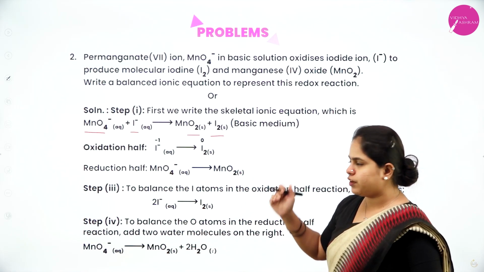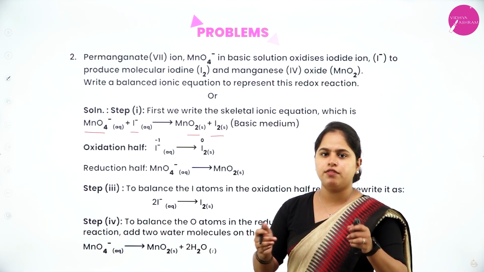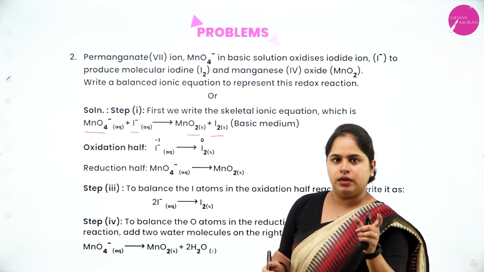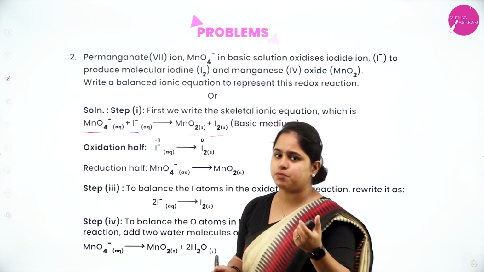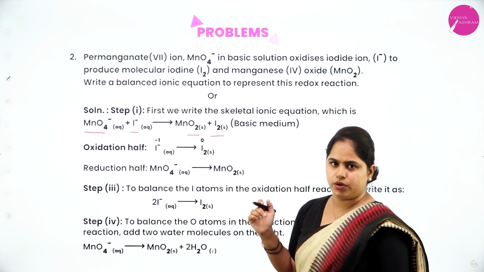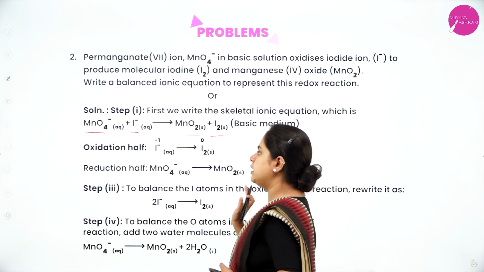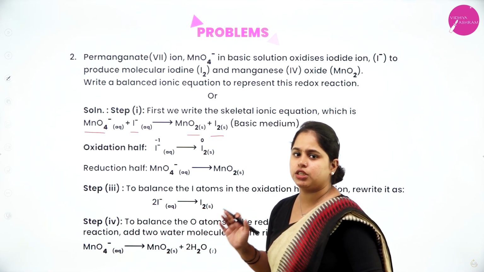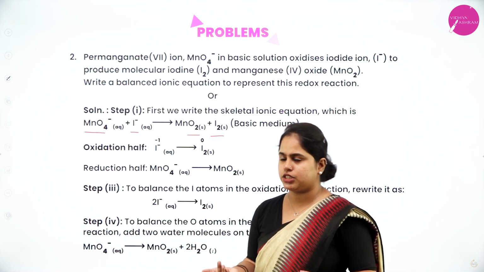So the first few steps will be the same, then we have a small change in the procedure, or the steps that we have to follow. Okay, so this is the skeletal equation which is written down here. Now we have to identify the oxidation and reduction, which atoms are undergoing oxidation and reduction.